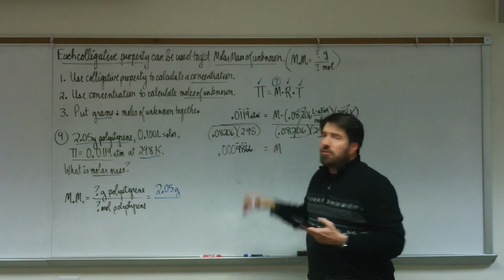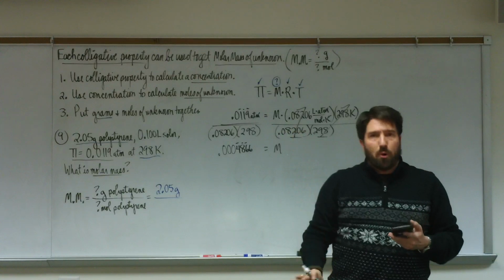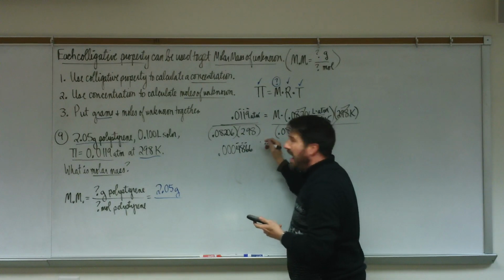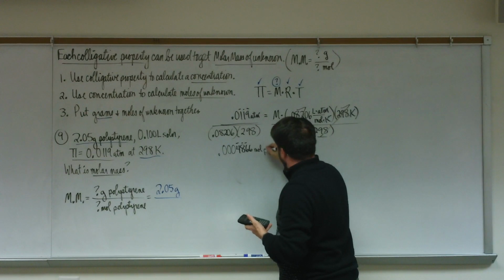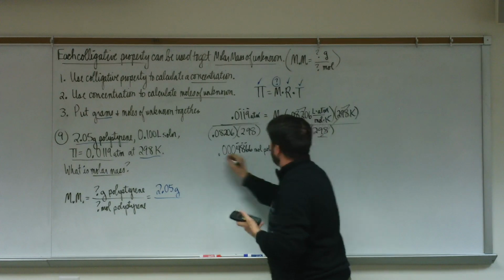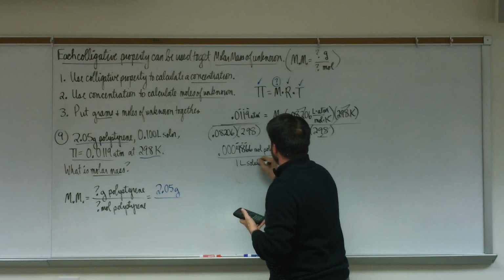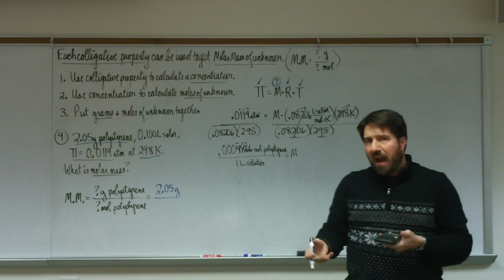Now remember what the units are of molarity. The units of molarity are moles per liter of solution. In other words, this number that I have right here has units. The units are moles of the polystyrene, the solute, divided by 1 liter of the solution. The molarity value that I just got is in fact a conversion factor.